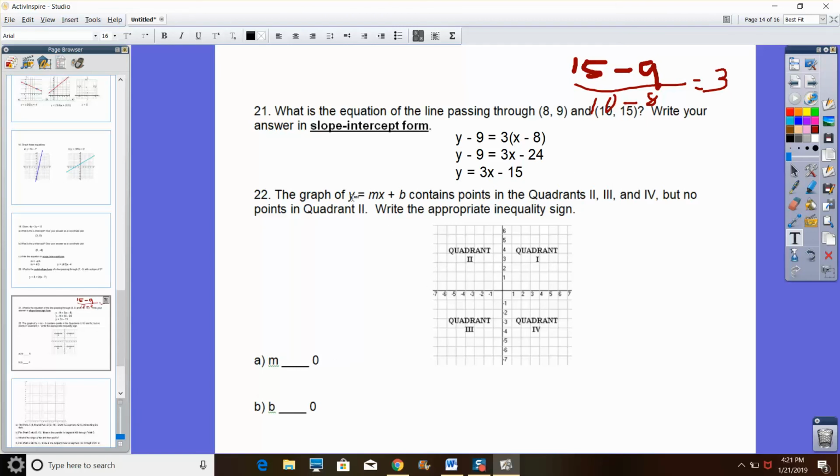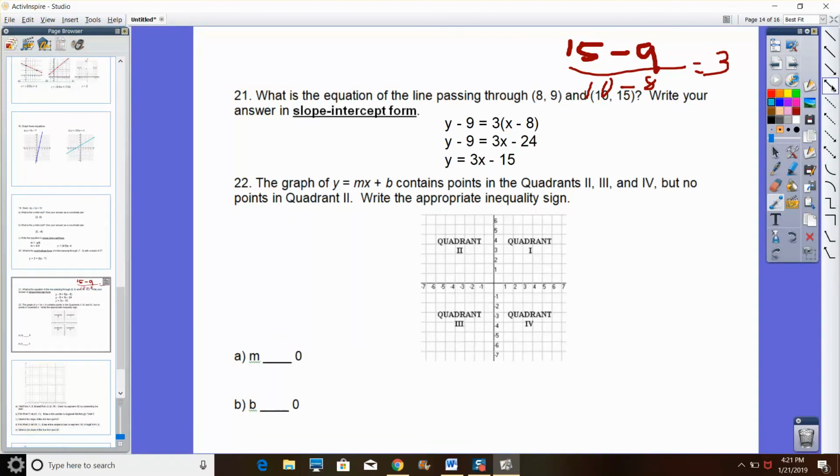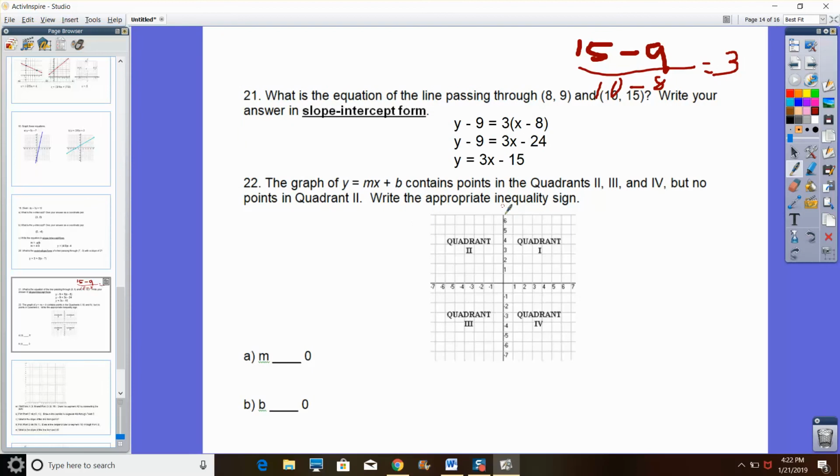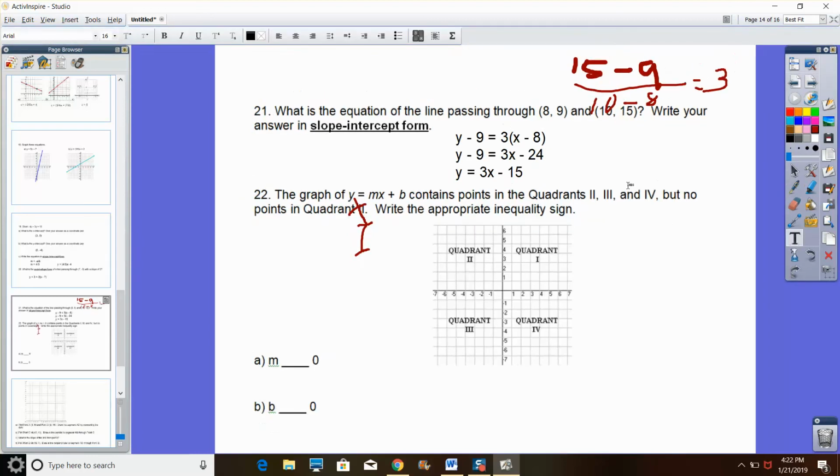Now, the graph of y equals mx plus b contains points in quadrants 2, 3, and 4, but no points in quadrant 2. Write the appropriate inequality sign. Okay, so this is important. I'm going to just draw on this to give you an example of a line that they're talking about. If it crosses through 2, 3, and 4, sorry, I just realized there's quite a bit of typo in here. This one here should be quadrant 1, not quadrant 2. So I'll have to fix that before I give this to my kids tomorrow. So 2, 3, and 4, but no points in quadrant 1. Write the appropriate inequality symbol.